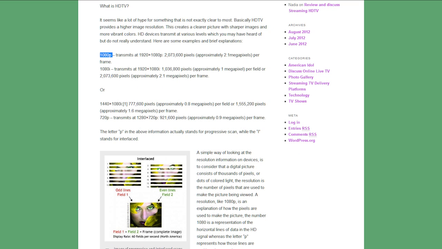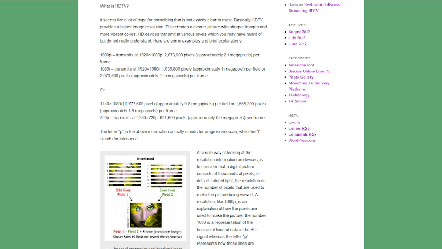1080p transmits at 1920 by 1080p, 2,073,600 pixels, approximately 2.1 megapixels per frame. 1080i transmits at 1920 times 1080i, 1,036,800 pixels, approximately 1 megapixel per field, or 2,073,600 pixels, approximately 2.1 megapixels per frame.